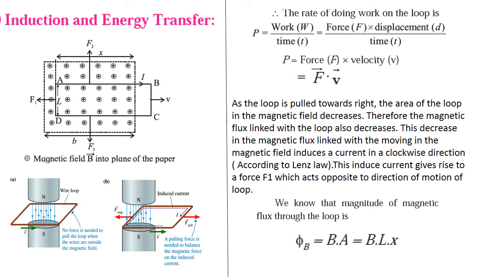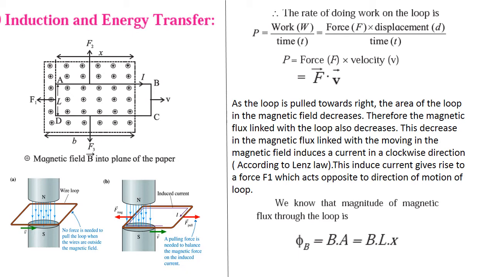As the loop is pulled towards right, the area of the loop in the magnetic field decreases. Therefore, the magnetic flux linked with the loop also decreases. This decrease in the magnetic flux linked with the moving coil in the magnetic field induces a current in a clockwise direction. This induced current gives rise to force F1, which will act opposite to the direction of the motion of the loop.